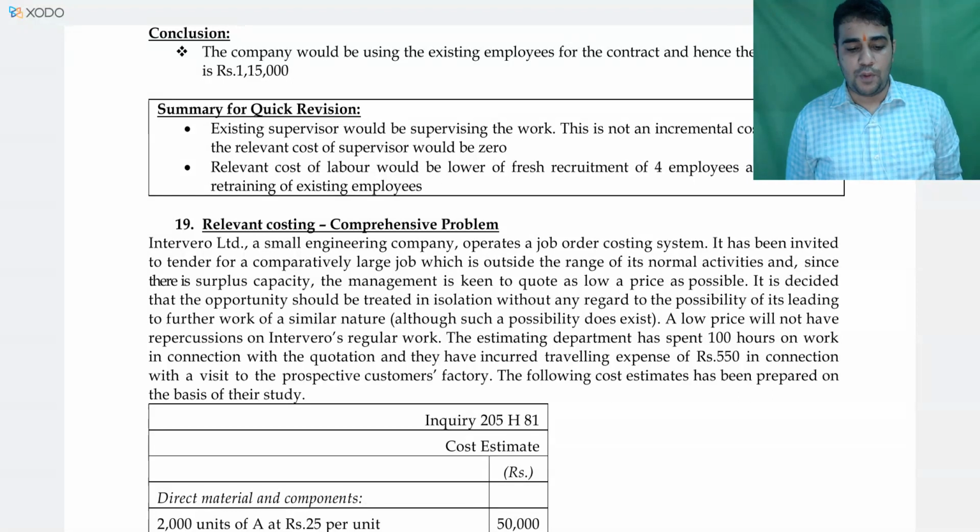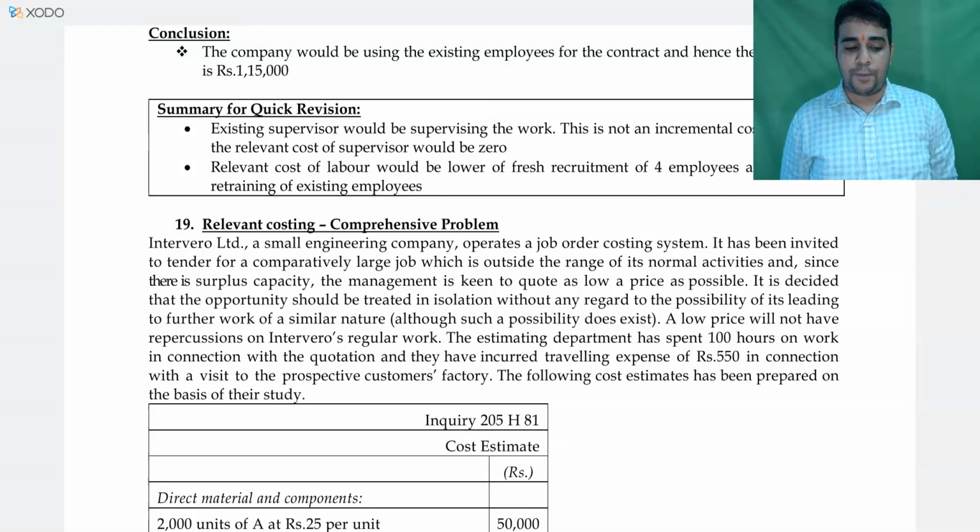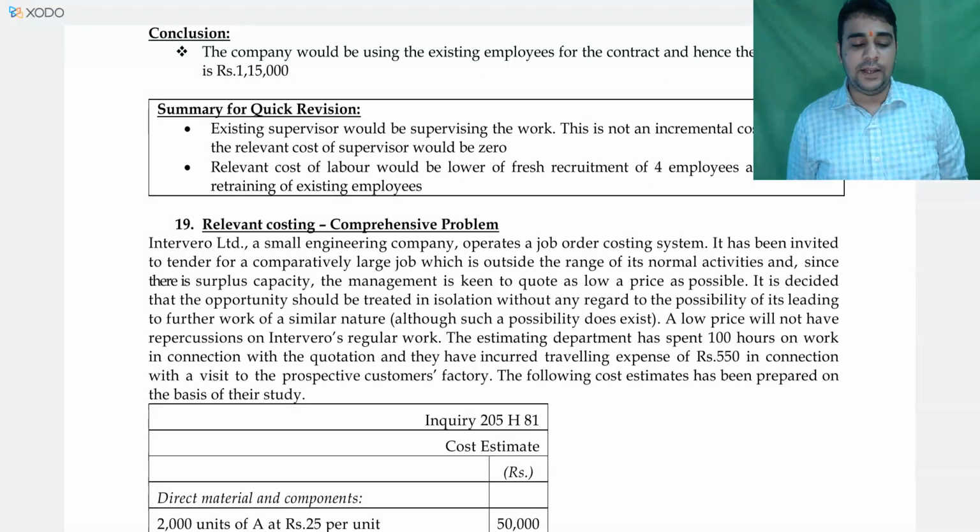Intervero Limited, a small engineering company, operates a job order costing system. It has been invited to tender for a comparatively large job which is outside the range of its normal activity, and since there is surplus capacity, management is keen to quote as low a price as possible. It is decided that the opportunity should be treated in isolation without any regard to the possibility of it leading to any further work. A low price will not have any repercussions on its regular work.